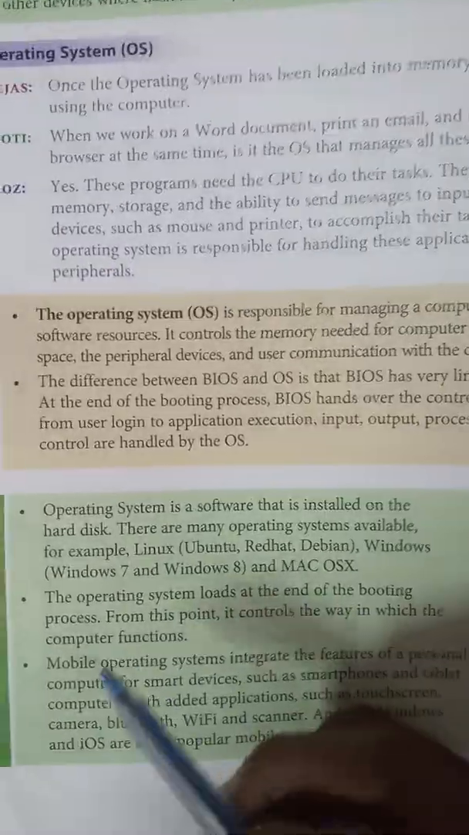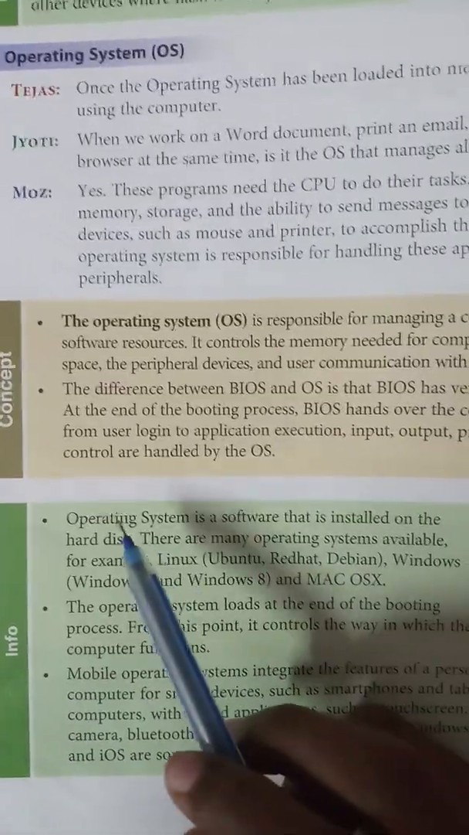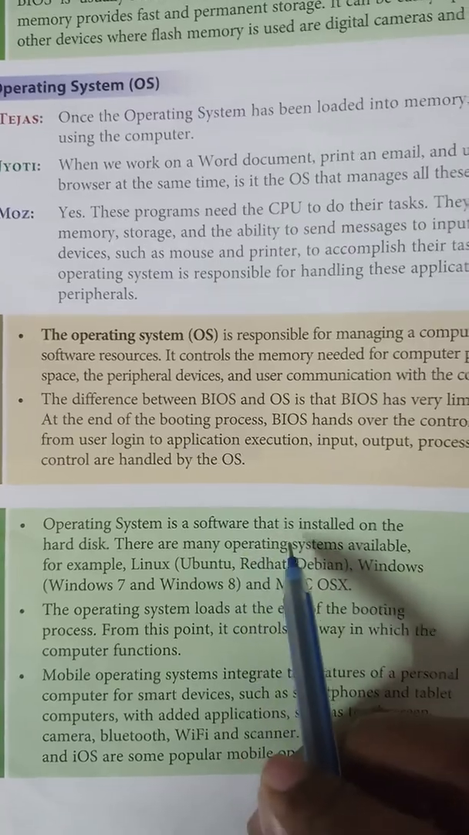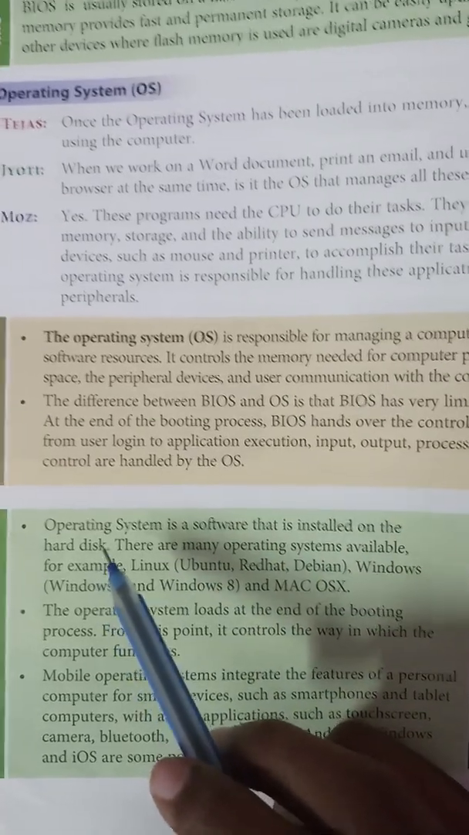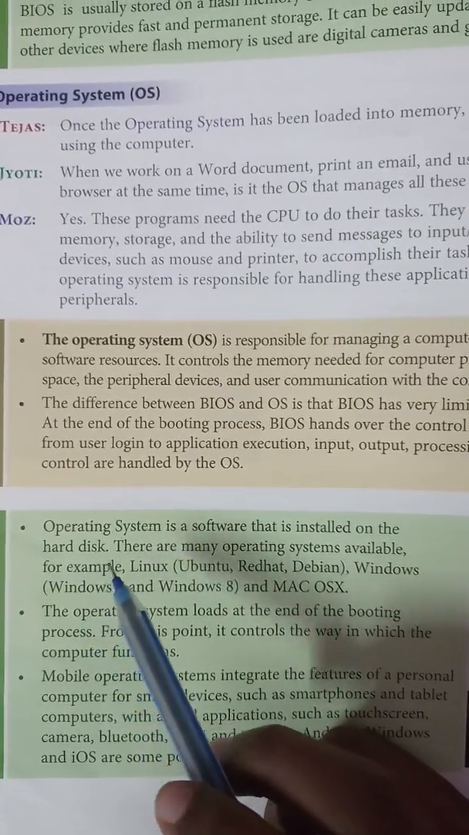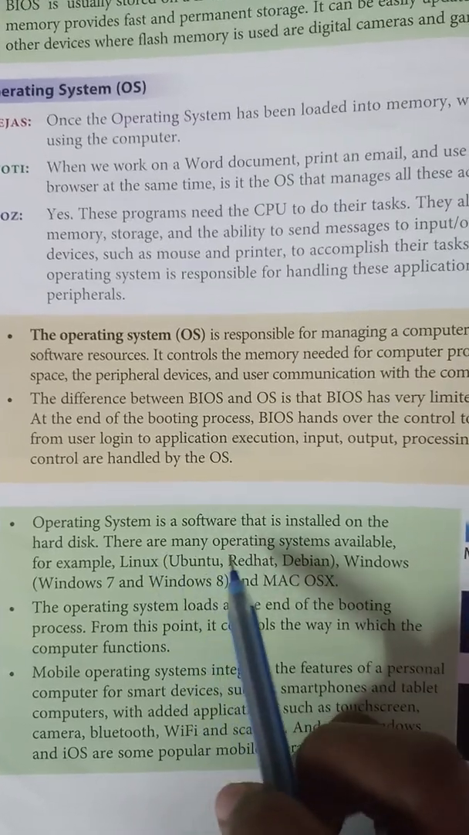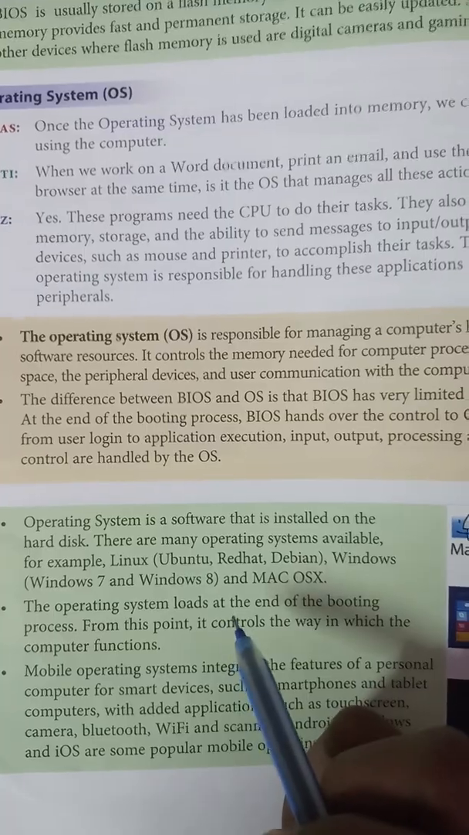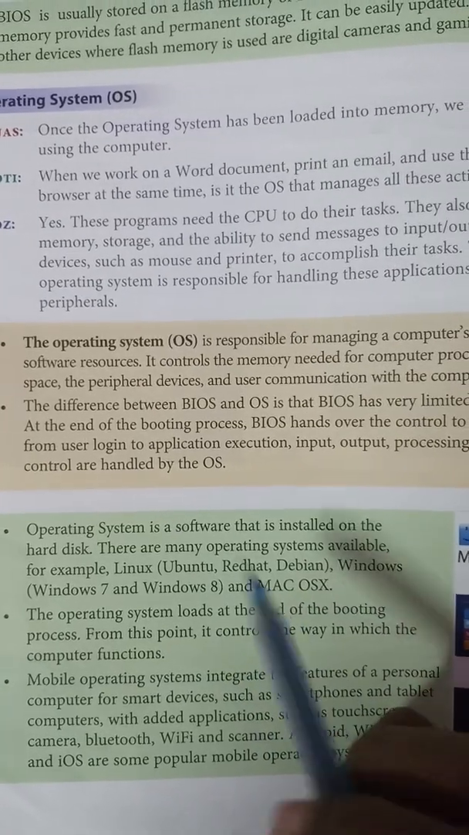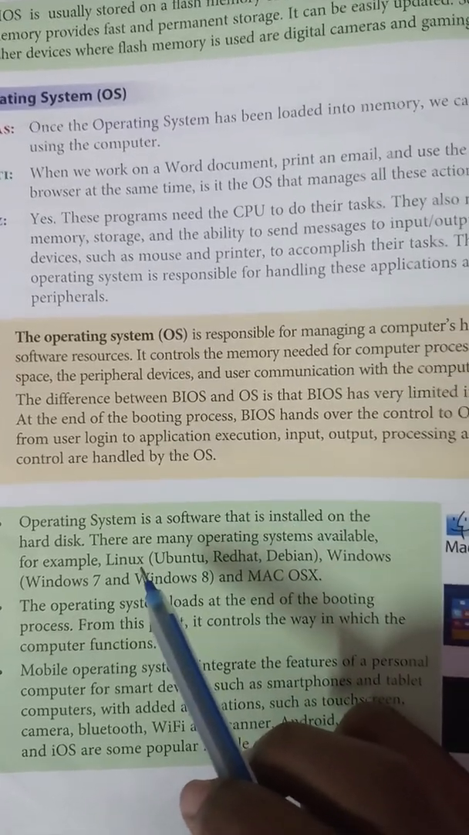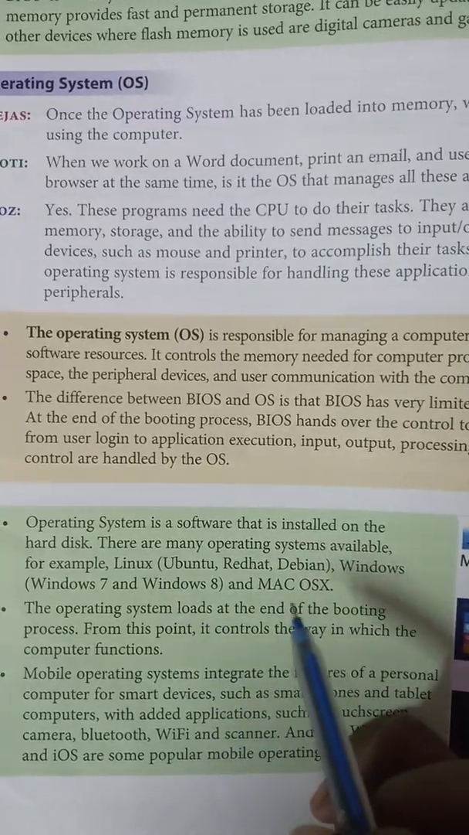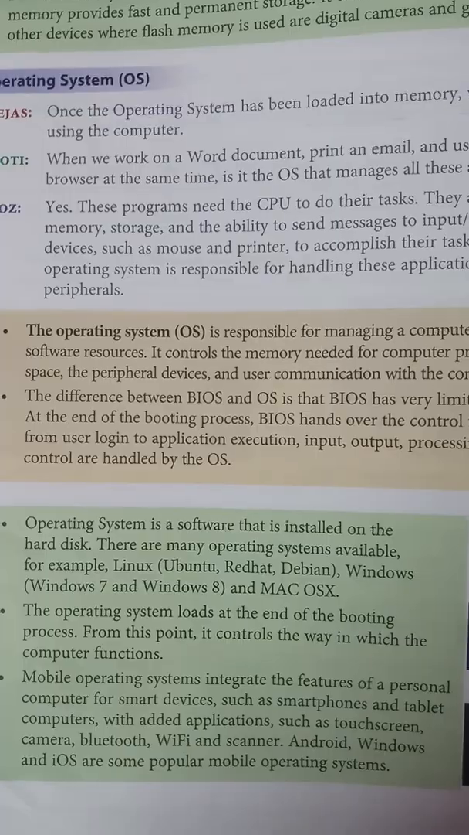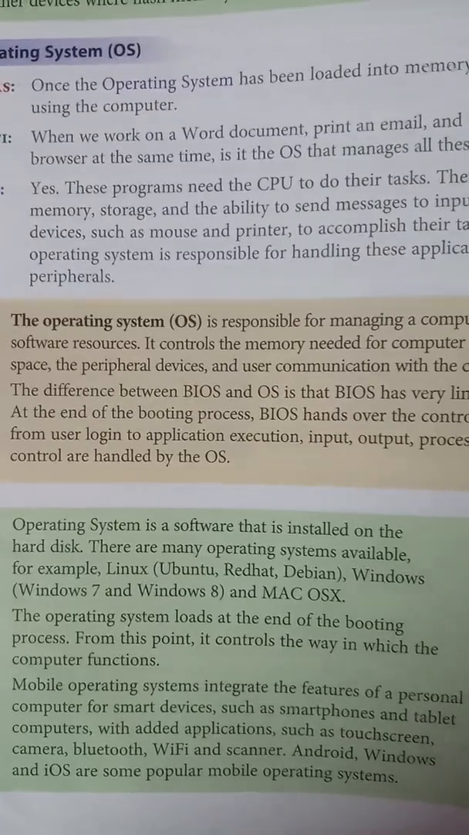Okay. Next, information about operating systems. Operating system is software that is installed on the hard disk. There are many operating systems available. For example, Linux, Windows and Mac OS X. Linux is one of the oldest operating systems and Windows we are recently using. Mac OS is installed mostly in Apple laptops or computers. Okay.